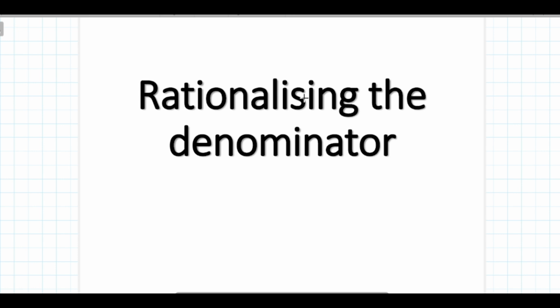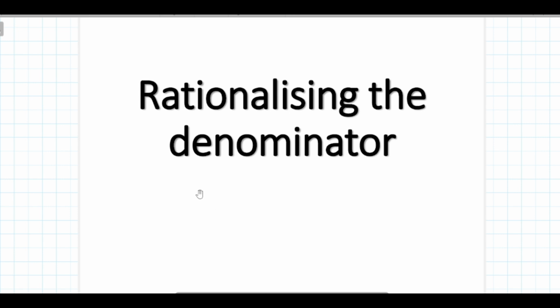Rationalizing is simply changing a surd at the denominator to a rational number, and the process is just to multiply the surd by its conjugate. So you multiply the numerator and denominator of the surd by its conjugate. So that is the method.